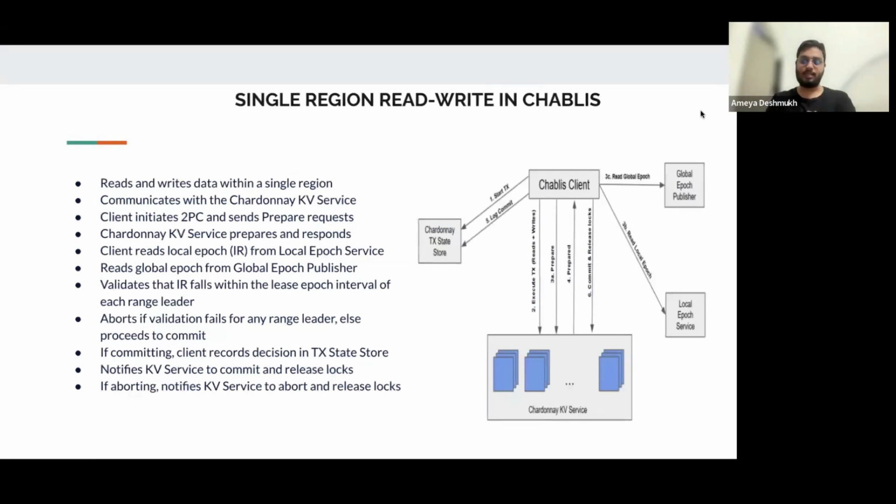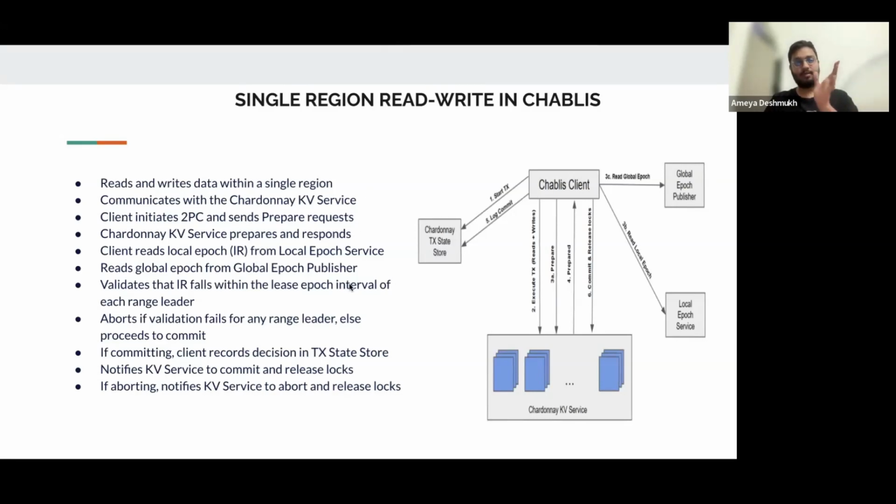So we can look at what the transaction lifetime in a Chablis client is. First, you start a transaction. Second, you interact with the Chardonnay key value service, reads, writes, whatever. After that comes the two-phase commit, where you send a prepare message. After that, you read the local epoch. Now, just one step is added: you also have to read the global epoch. So it reads the global epoch from the global epoch publisher.